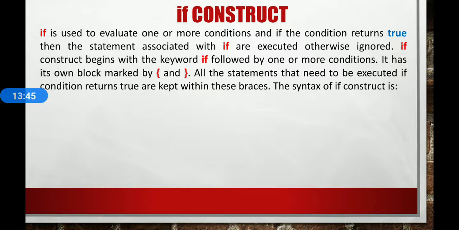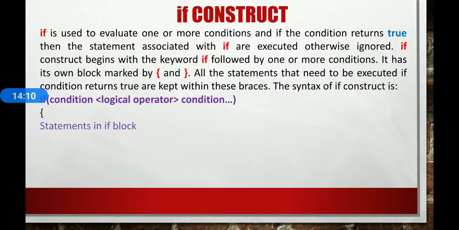The if construct has its own block marked by an opening curly bracket and a closing curly bracket. All the statements that need to be executed if the condition returns true are kept within these braces. The syntax of the if construct is: first if, then the condition, then the logical operator, then another condition, and so on. Then an opening curly bracket, then the statement you want to execute if the condition is true, and then the closing curly bracket.